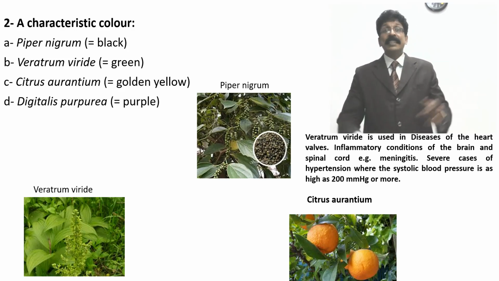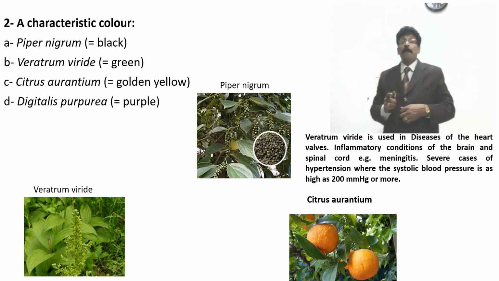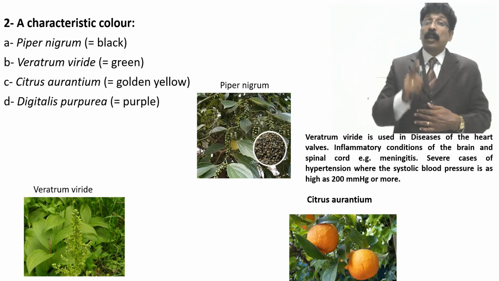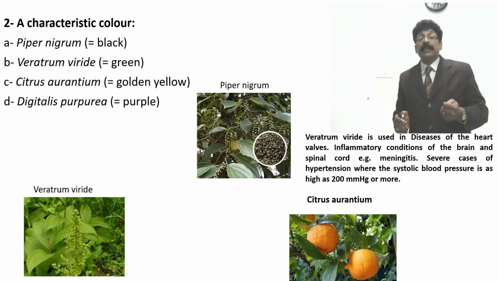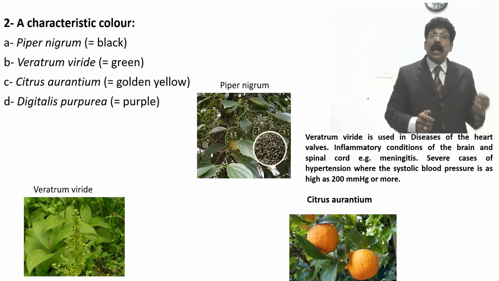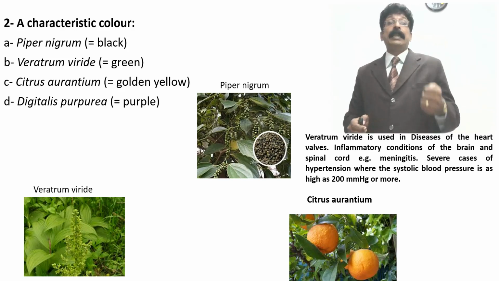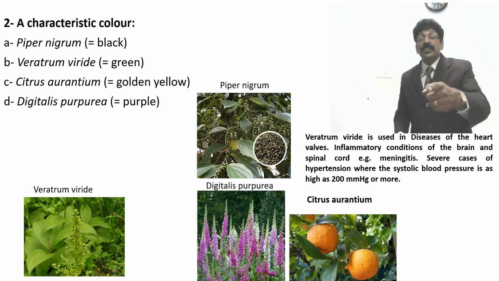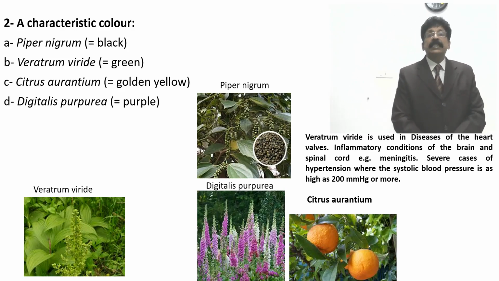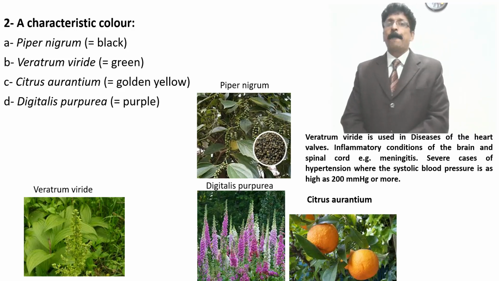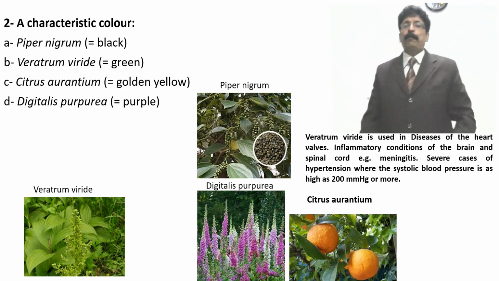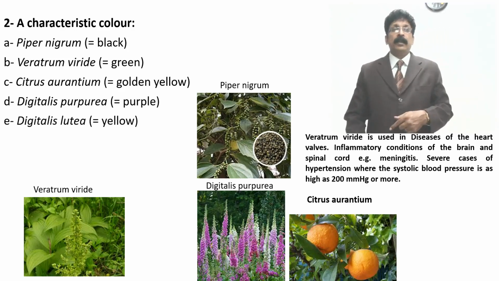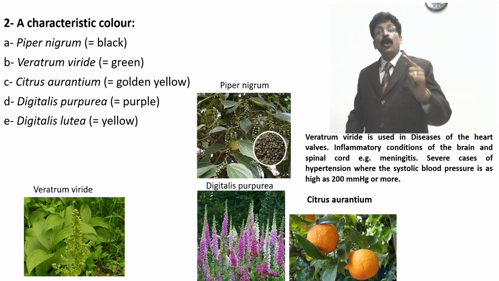Digitalis purpurea is one of the main important drugs used for congestive cardiac failure, and it gives strength to the cardiac muscles through digoxin. It is actually a cardiac glycoside compound. The flowers of Digitalis purpurea are purple in color, which purpurea stands for. So due to the purple color of the flower, the character of the plant is indicated in the species name. And Digitalis lutea.